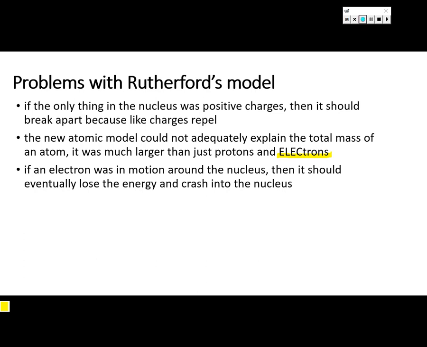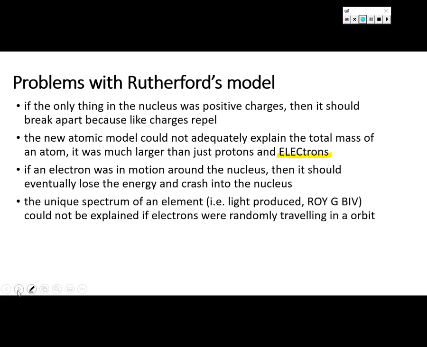And then the last 2 points really is where Bohr comes in. Okay, so if the electron was in motion around the nucleus, moving, then eventually it should lose energy and crash into the nucleus. Why doesn't it do that?